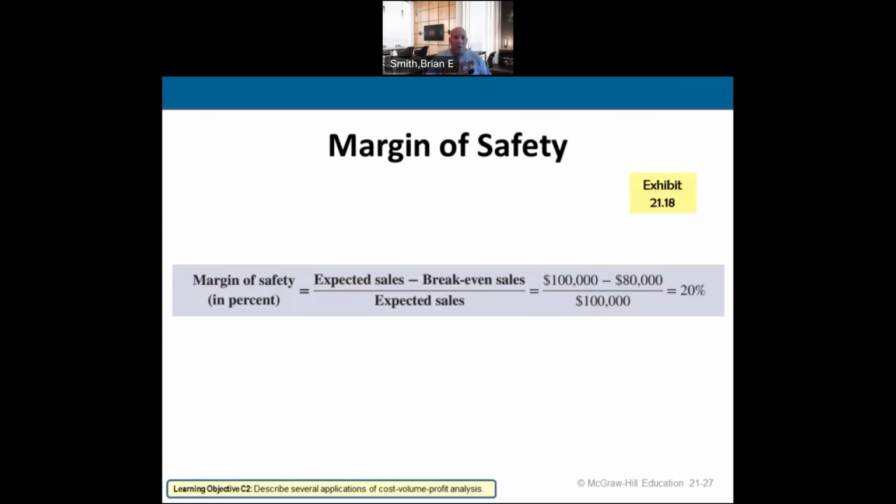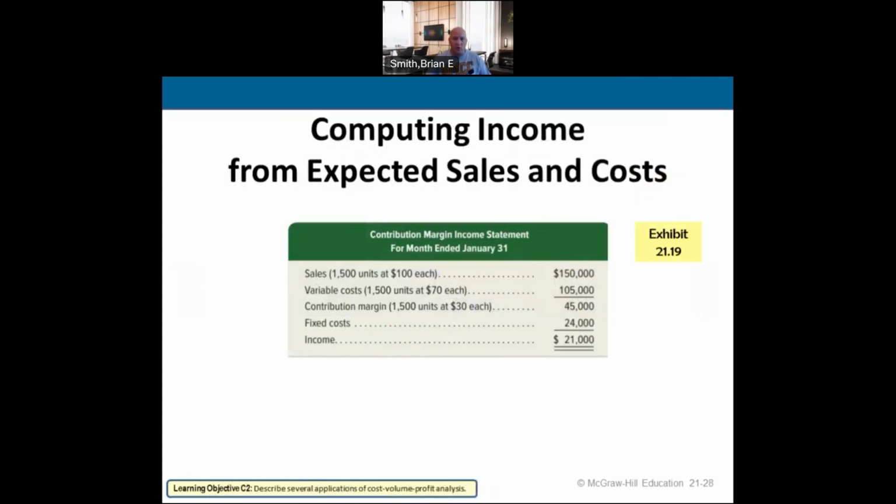Anyway, our margin of safety is equal to our expected sales, what we expect to sell, minus our break-even sales, divided by our expected sales, and that's going to give us our margin of safety as a percentage. Management will come up with this and decide where it needs to be set. So if our margin of safety is below 20% and we think 20% is where it needs to be, then we have to refigure our sales price or find a way to cut costs.